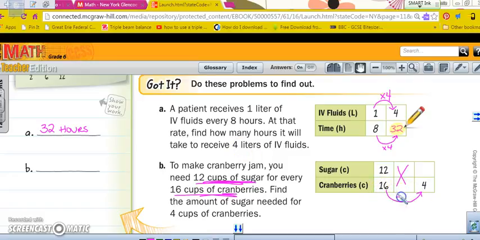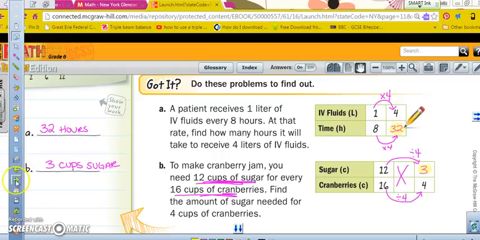16 to 4, that means I divide by 4. So I did that on the bottom. I need to do it on the top. 12 divided by 4 is 3. So I would need 3 cups sugar. And that's what we found right here. All right, let's turn our page.